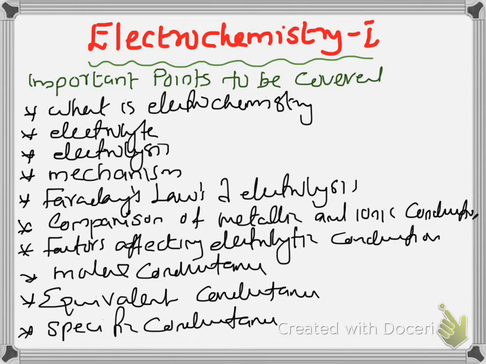Electrochemistry 1 deals with the electrolytic cell, and the second unit discusses the galvanic cell, that means the electrochemical cell. What do you mean by the term electrochemistry? Important points which we have to cover in this topic can be summarized as below.